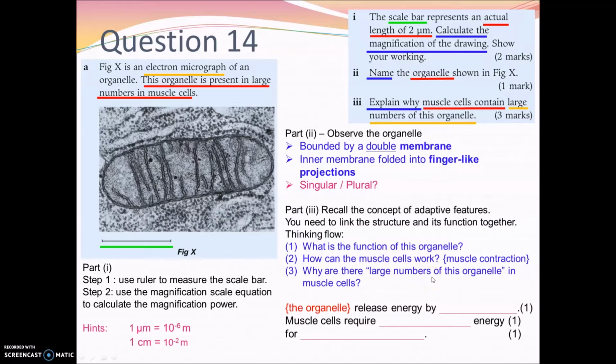So remember, the concept is not talking about presence or absence. It's talking about more or less. More or less, I repeat. So for what? Of course, for the muscle to work. How can the muscle work? I think you will know the answer. So that's for parts 1, 2, 3.